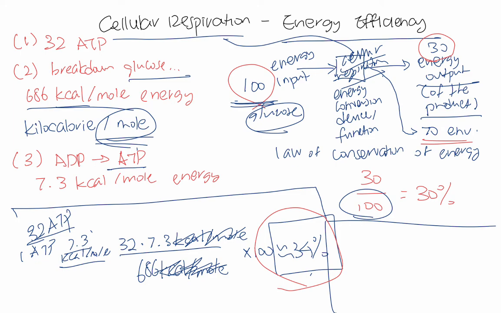Let's compare that to other benchmarks. A car engine has an energy efficiency of around 15 to 30%. So, compared to this benchmark, 34 is bigger than 30. So we can say that cellular respiration is pretty efficient.